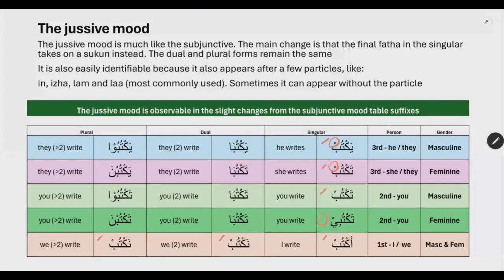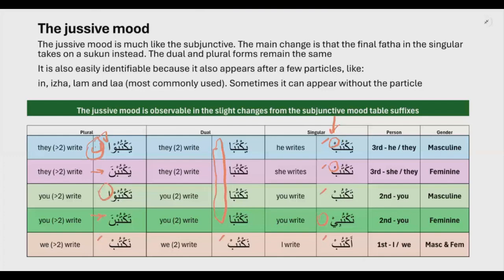Here you notice that the noon has fallen away. Here also the noon has fallen away, which is very much like the previous one. And here also the noon was replaced by an alif, as we said. This one and this one. And here the noon stays. So in terms of the suffixes, this table resembles the previous table completely. The only main difference is in the last letter taking a sukun instead of a fatha. If you compare the two modes, the subjunctive takes a fatha and the jussive takes a sukun.